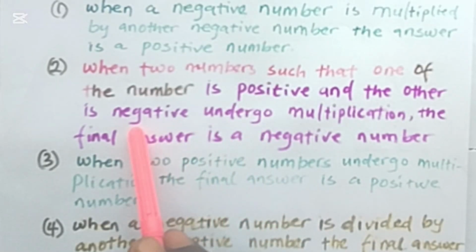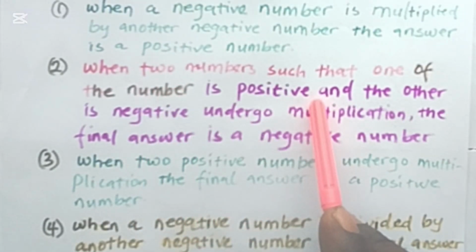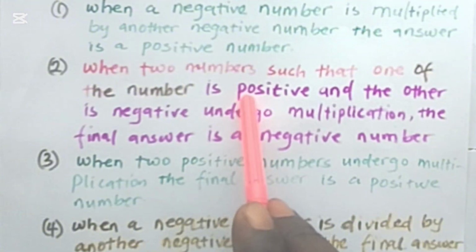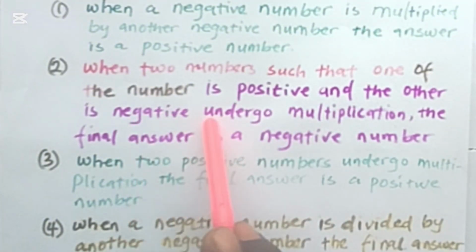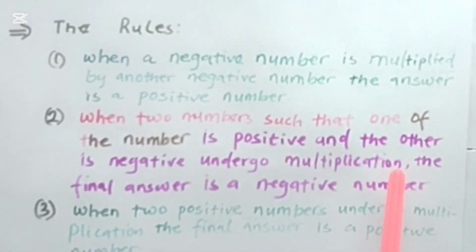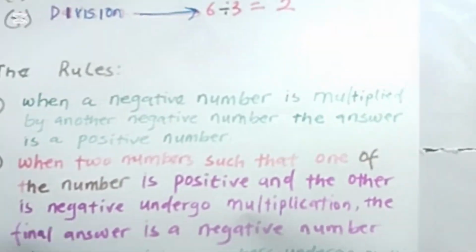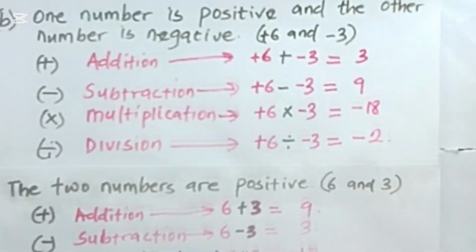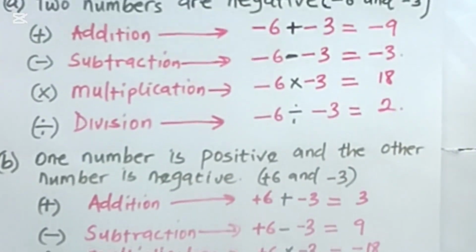In the second one, they said there are two numbers undergoing multiplication, but one of them is positive and the other one is negative. The final answer will be a negative number. So let's go to our outlined examples to see if we can get something like that.